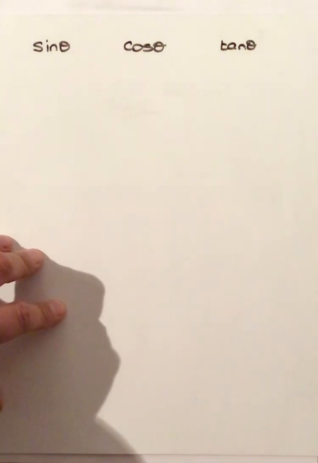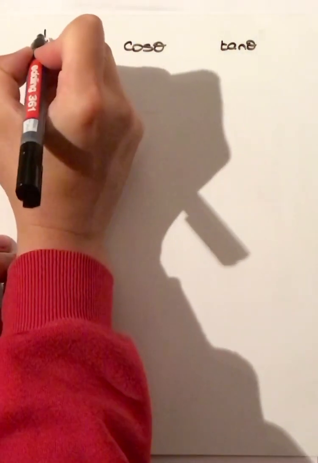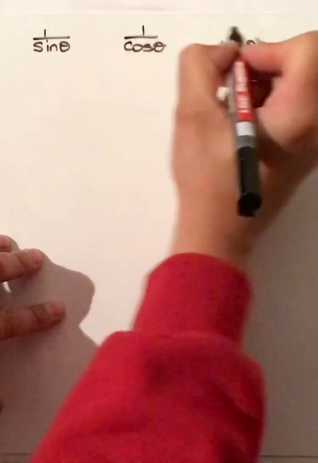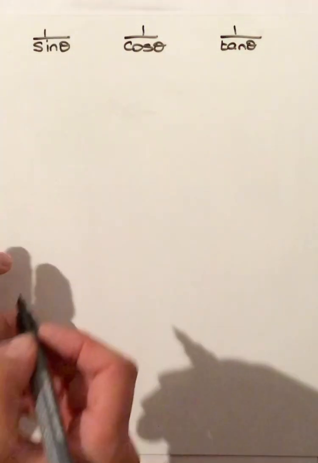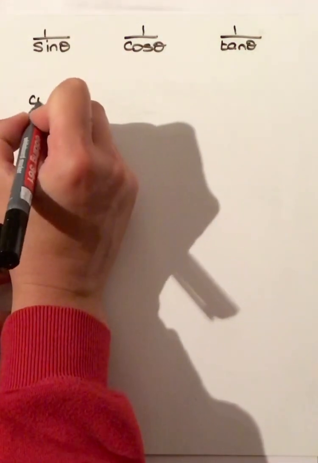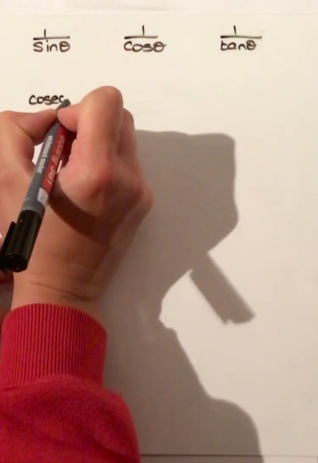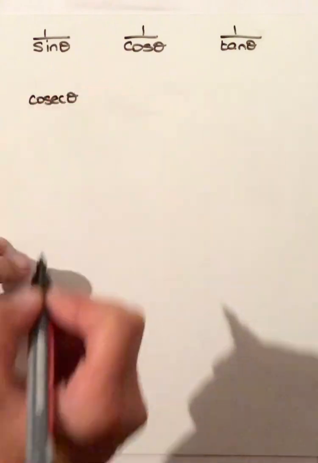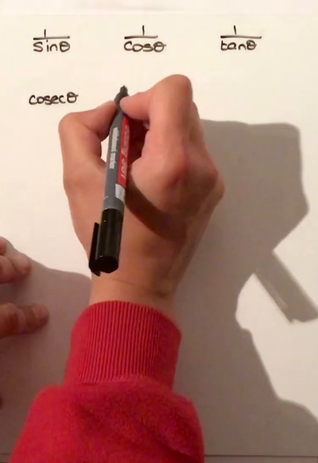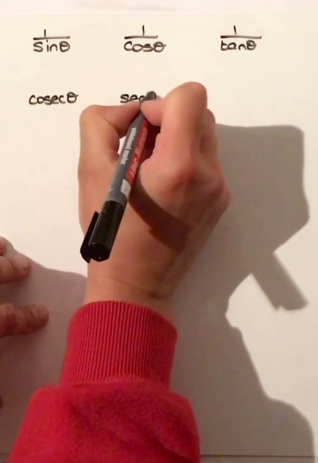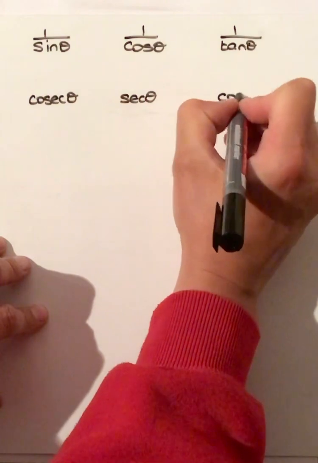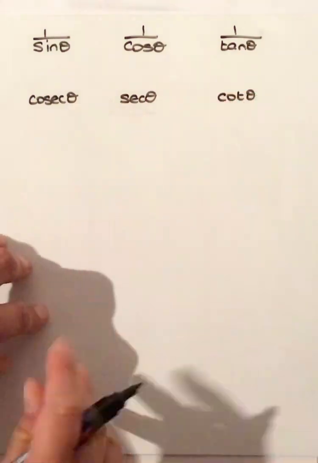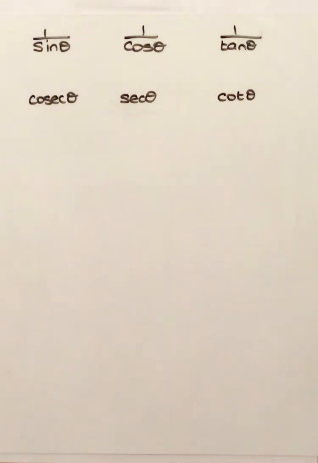Our reciprocal trigonometric functions are 1 over sine theta, 1 over cos theta, and 1 over tan theta. And 1 over sine theta is called cosecant theta, which we shorten to cosec theta. 1 over cos theta is known as secant theta or sec theta, and 1 over tan theta is called cot theta, which is cotangent of theta.